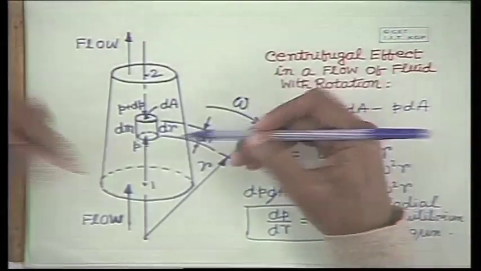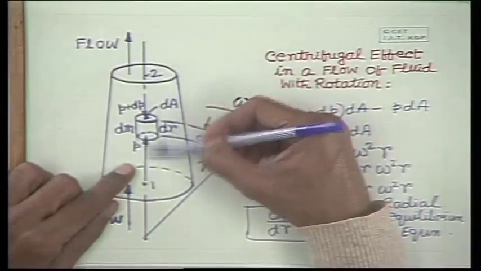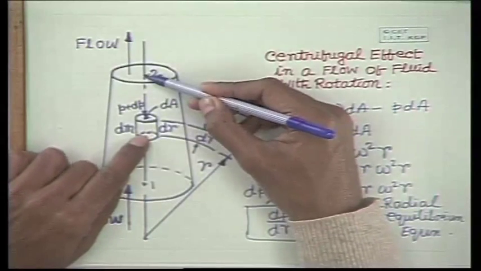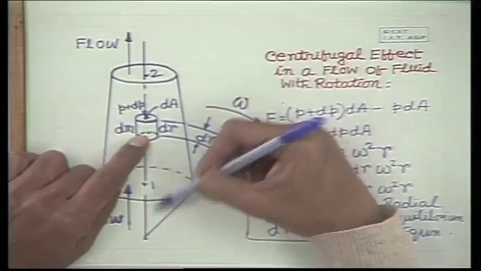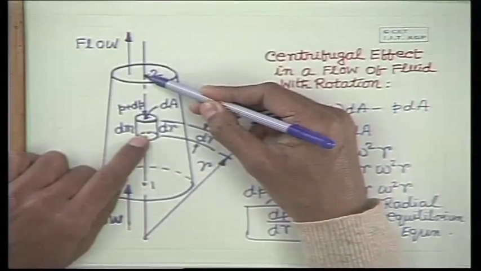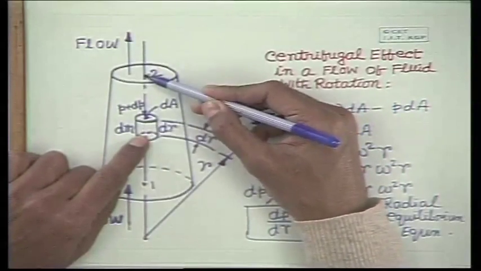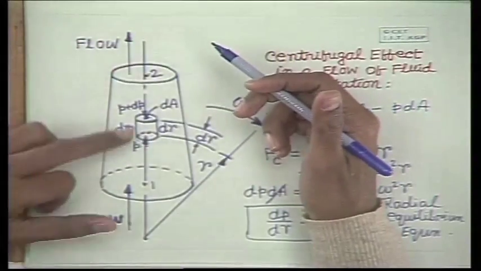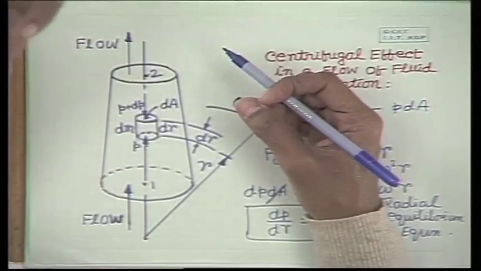And this energy is mainly in the form of pressure energy. Why? Because it is very simple: because of this radial pressure gradient, when the fluid moves to a place at 2, where the radius from the axis of rotation is more, the fluid attains a higher pressure. Therefore, the work done on the fluid is stored in the fluid as pressure energy.